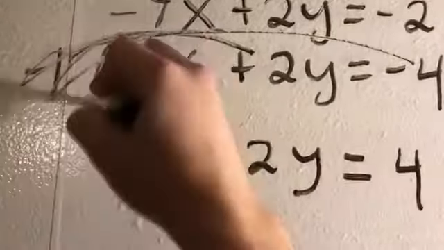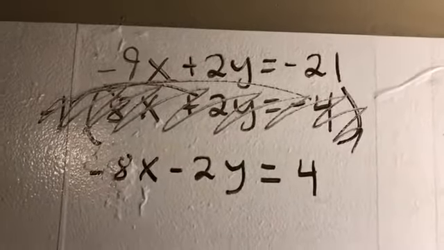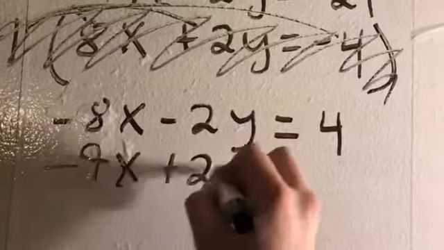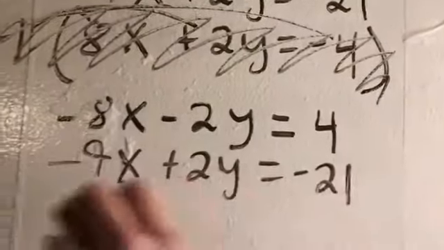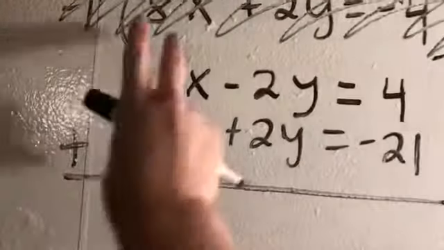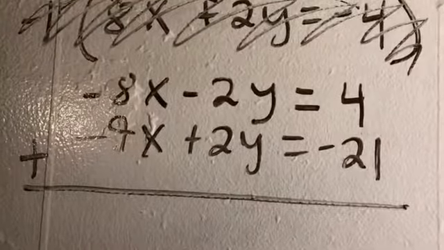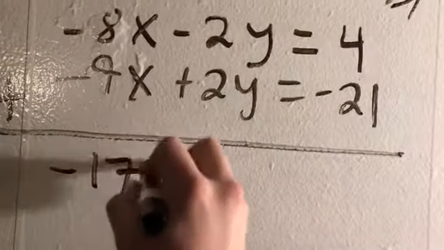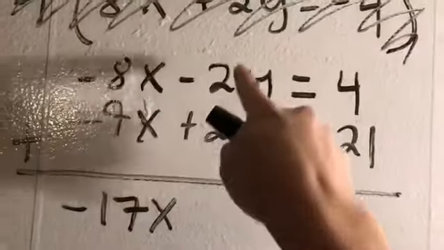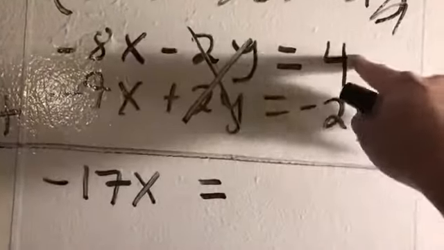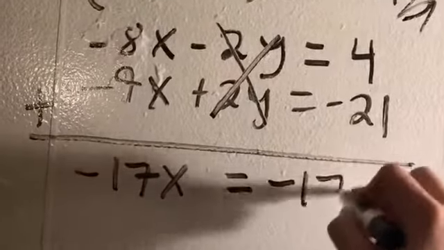And so I don't get confused, I'm going to just cross that equation out and just have my after the multiplying. I'm just going to bring that top equation down below so it's a little bit easier for me. And now we should be ready for elimination. And elimination looks like we're just adding up, just combining these two equations. So negative 8x minus 9x is negative 17x. Negative 2y plus 2y is 0. That was the whole point. Equals 4 minus 21 is negative 17.